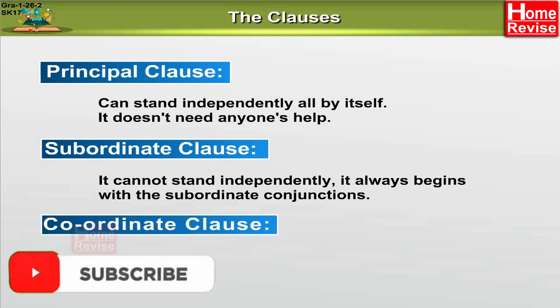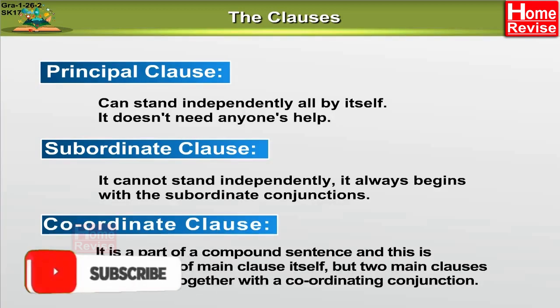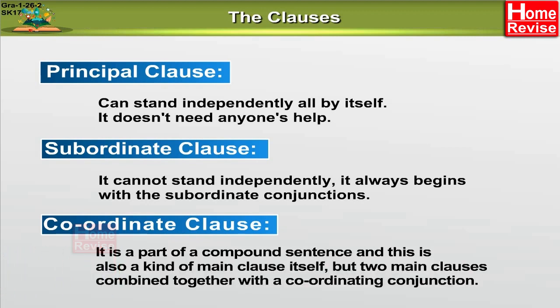Coordinate clause is a part of a compound sentence, and this is also a kind of main clause itself, but two clauses or two main clauses are combined together with a coordinating conjunction. Such a clause is called a coordinate clause.